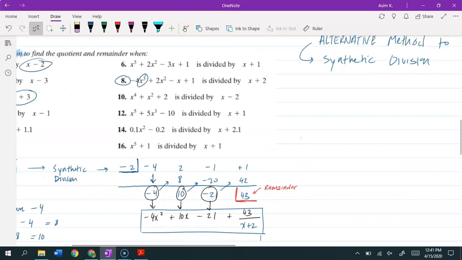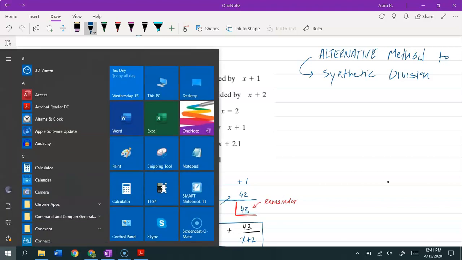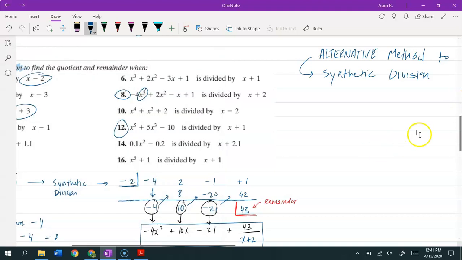So let's try one more question. Now, if we had more time, we would have done it the long way and the short way, but obviously the lesson is quite long, so we want to keep it relatively short. So let's take number 12 here. And number 12, same exact idea. First thing that we're going to do is take the x plus 1, and realize that that's really x minus -1. So we're going to put a -1 as the number that's out front.